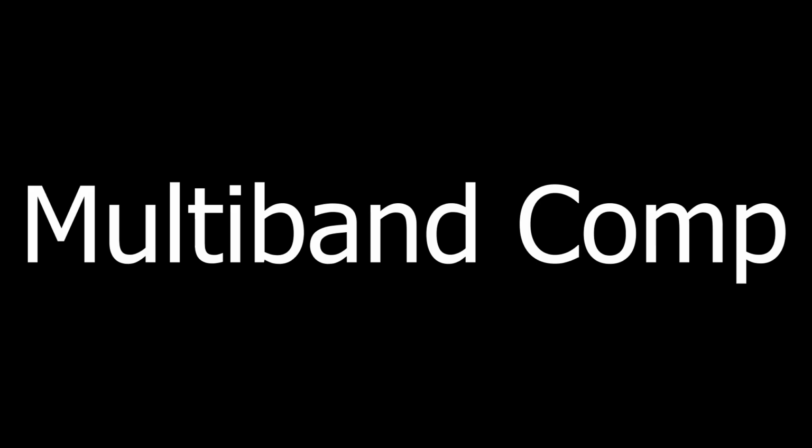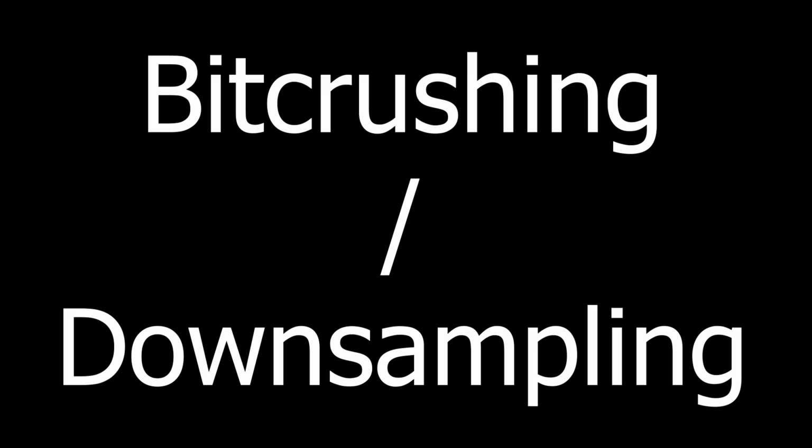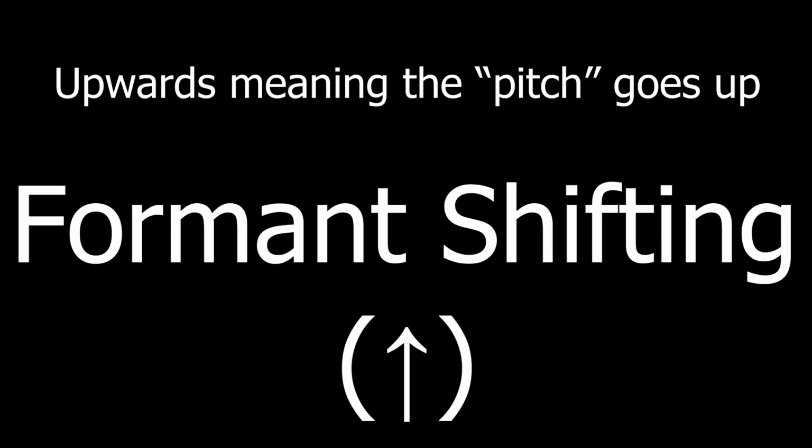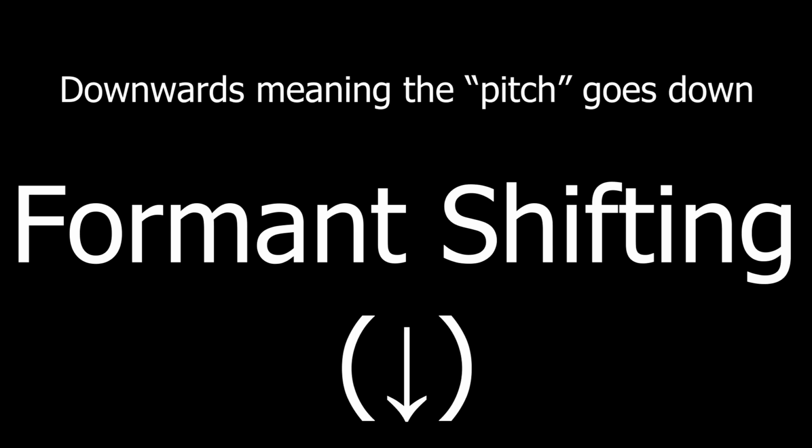This is my voice with a little bit of distortion. This is my voice with a lot of distortion. This is my voice with a multi-band compressor. This is my voice with a bit crusher. This is my voice with a vocoder. Oh, yeah. This is my voice with the doubler. This is my voice with upwards formant shifting. This is my voice with downwards formant shifting. And lastly, this is my voice with granular delay.